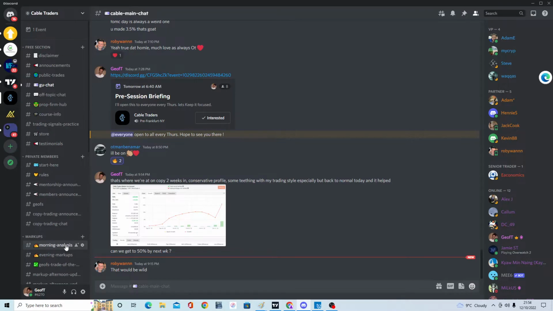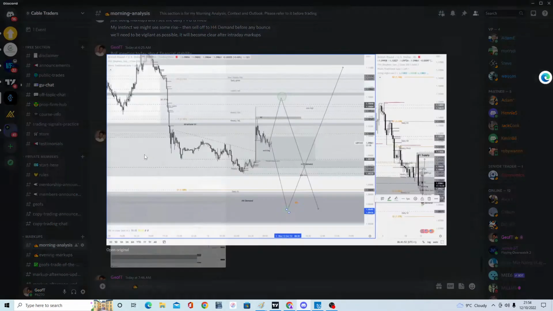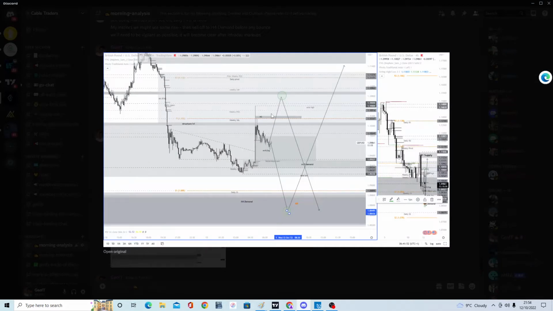Morning analysis. Broad plan. As usual, we look for a sweep of some kind. We don't want to trade right in the middle, just in general in the extremes. There are going to be exceptions, and we have to just play the day as it unfolds. Things may change, but that was the plan.